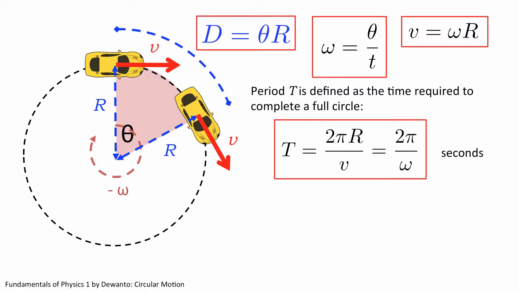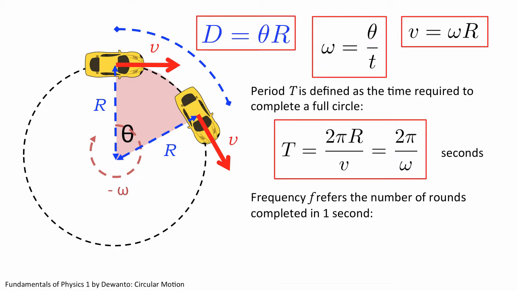When talking about period, it is almost by default that we should also talk about frequency. Frequency, denoted by small case f, is defined as the number of circles completed in 1 second. The keyword lies on 1 second. Now, if you think about it carefully, frequency is the inverse of period.